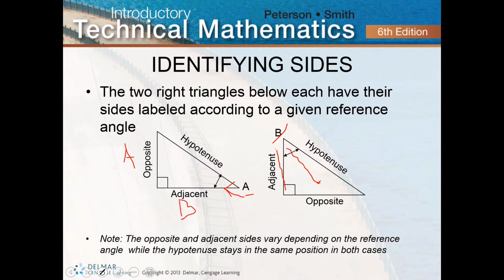So the note at the bottom is very important. The opposite and adjacent sides vary depending on the reference angle, while the hypotenuse stays in the same position in both cases. The other thing we need to remember, even if a triangle looks very close in the length of sides and all of that good stuff, is that the hypotenuse will always be across from the right angle, always across from the 90 degrees, all right?